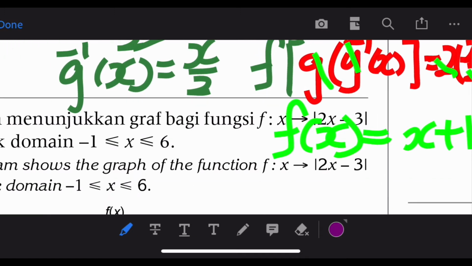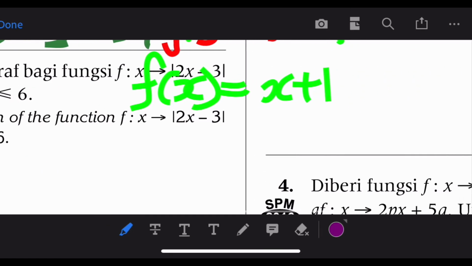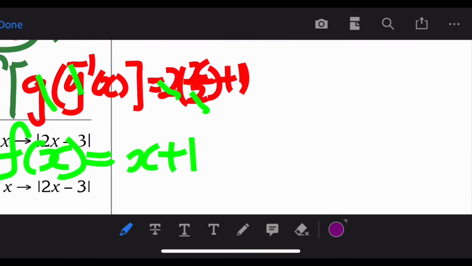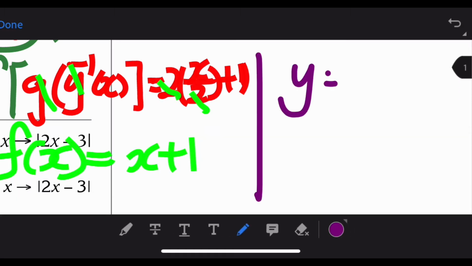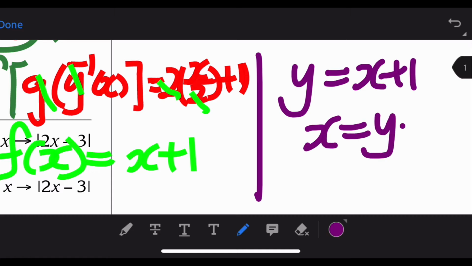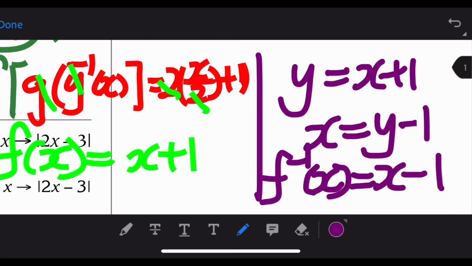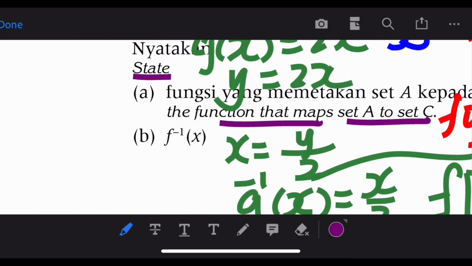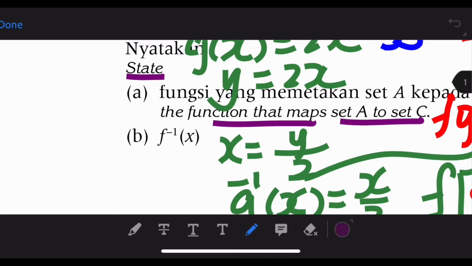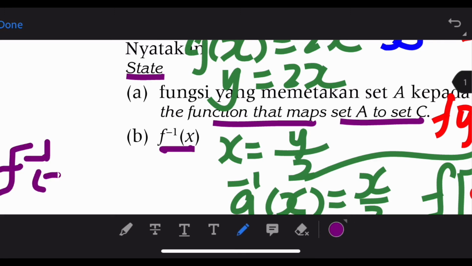So since we are asked to find the inverse of f, then we have to work it out. Y equal to x plus 1. So x equal to y minus 1, right? So if we can get x, meaning that is the inverse of f. Okay, so that is the answer for the inverse of f. Alright, so the answer for this one is f inverse. You have to write the subject like this.